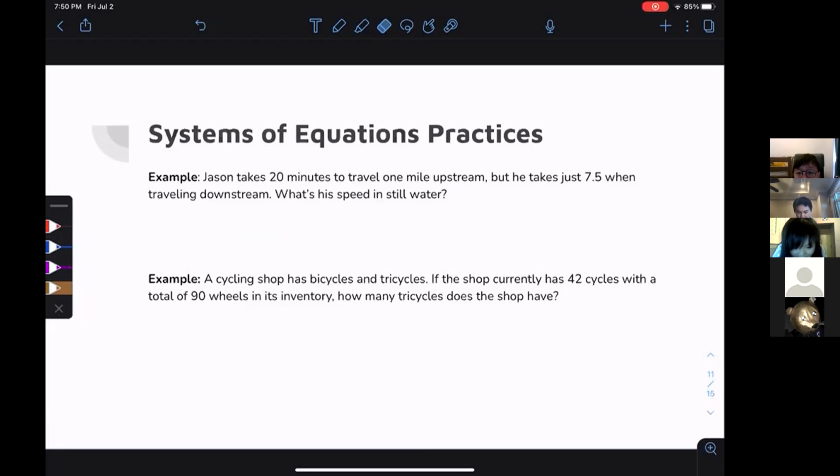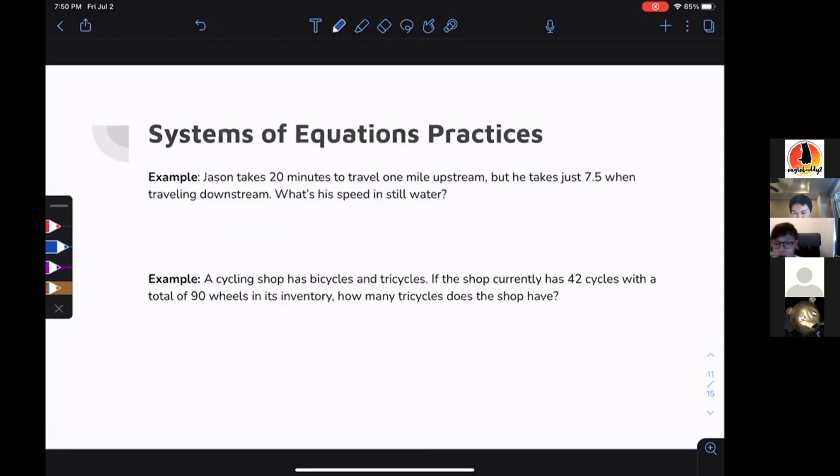Right, so I see most people are getting these, so I'll go over them. I'll go over number two first since I see most people got it, and I think this one's actually easier in my opinion. So we have a cycling shop, and it has bicycles and tricycles. Does anybody want to go over their approach for this one? You can just raise your hand if you want to go over it. All right, Vincent, go ahead.